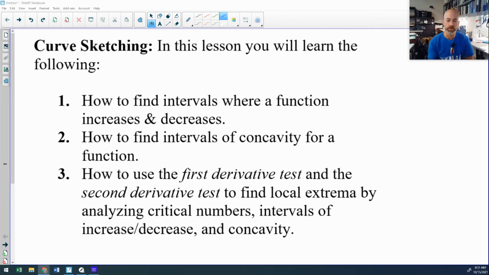Okay, let's talk curve sketching, which is the idea of finding a whole bunch of information about a function and then using that information to sketch the graph of that function. I won't actually get into the sketching in this lesson, but we will learn how to find the intervals where a function increases and decreases, find the intervals of concavity, and then how to use those two pieces of information to find local extrema through the first derivative test and the second derivative test.